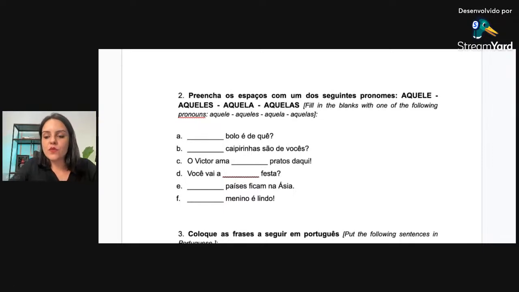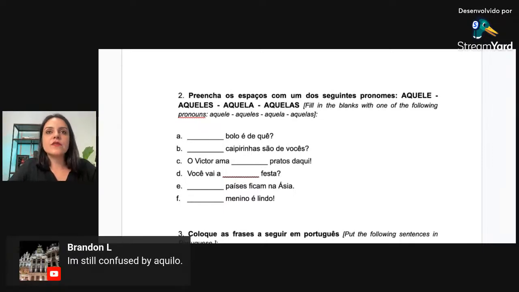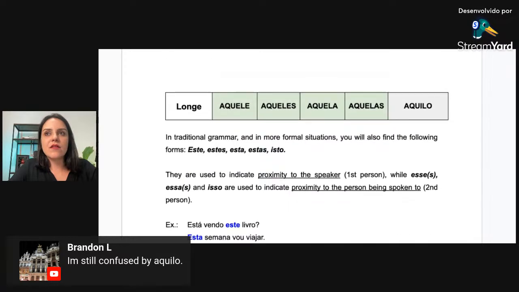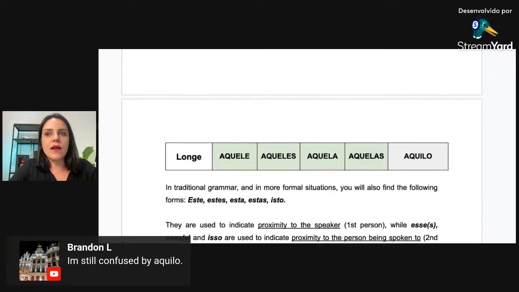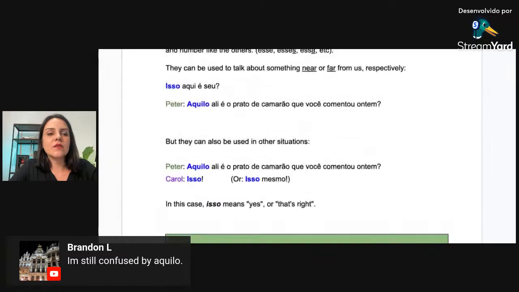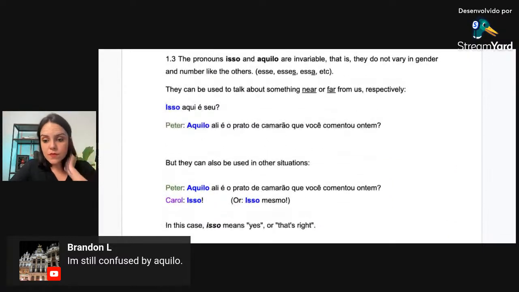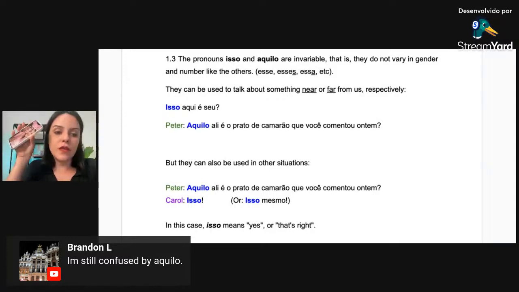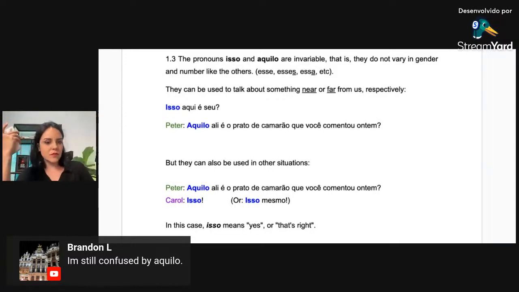Ok, peraí que a gente tem uma dúvida. Vamos lá. I'm still confused by aquilo. Nós não vamos sair dessa aula com dúvida, ok? Vamos lá. Então, vamos pegar o aquilo. So, vamos lá. Imagine that I have this phone here, okay? But I don't know what it is. So I could ask you, isso aqui, isso, essa coisa, this thing, isso é seu? And then you can answer, yes, it's mine.